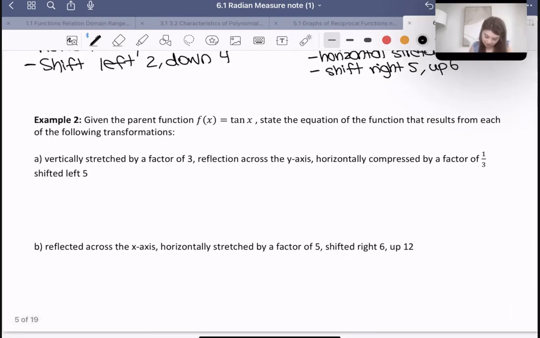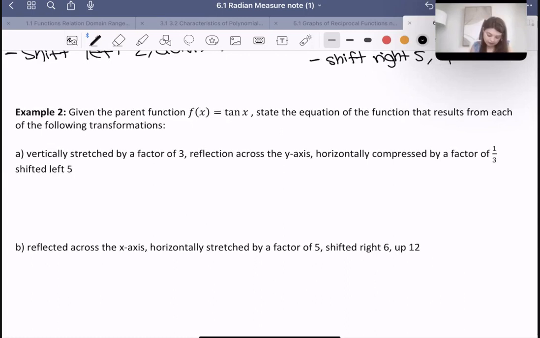All right, so let's move to example 2. Example 2 says, given the parent function f of x is equal to tan x, state the equation of the function that results from each of the following transformations. Okay, so therefore, let's see. The first one says vertically stretch by factor 3. So that means our amplitude is 3, or that we start with 3.